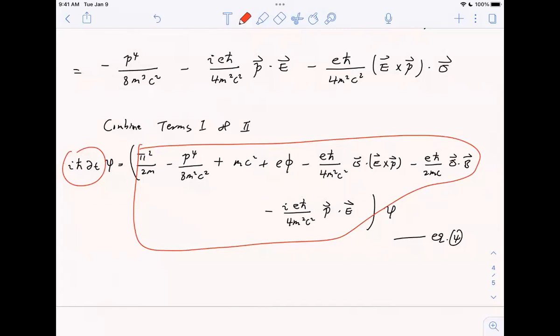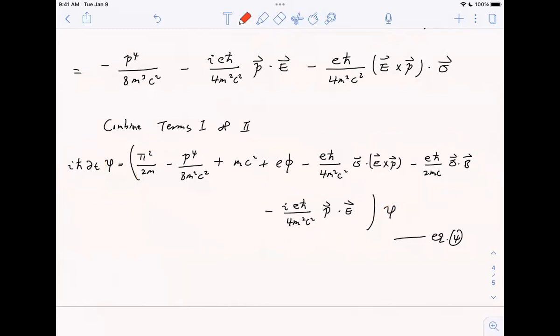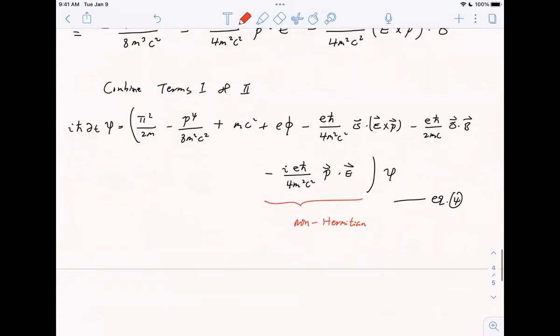Hermitian means you take the complex conjugate and do the transpose, and you get the same thing. So this term is not Hermitian. So this term is non-Hermitian. That means we still need to do some correction. We're not done yet.